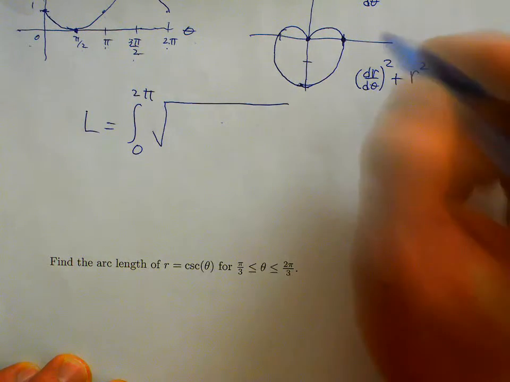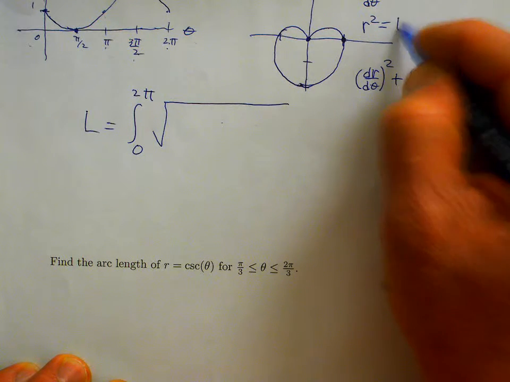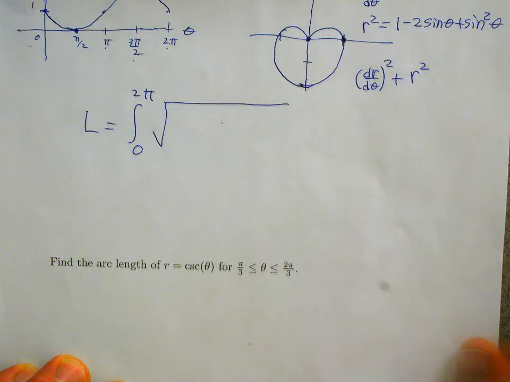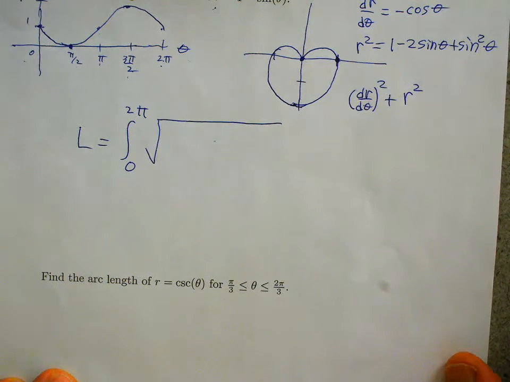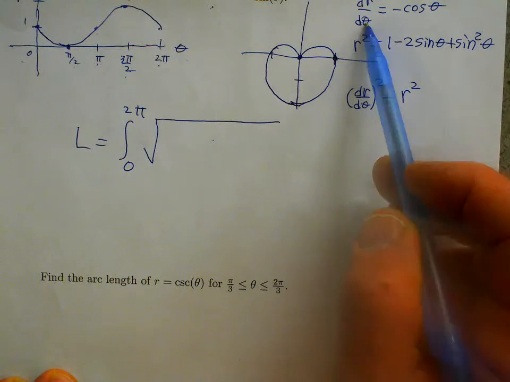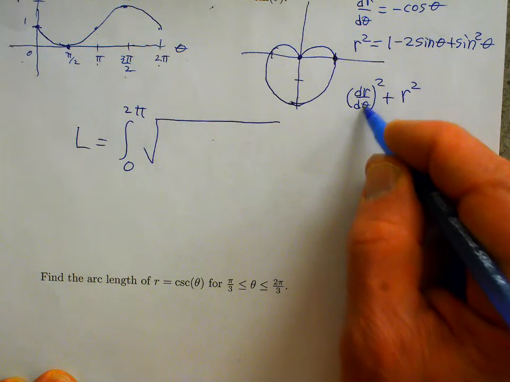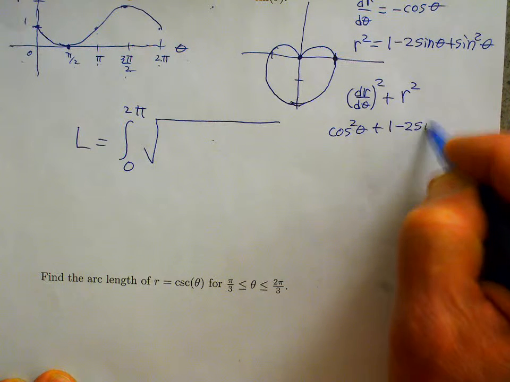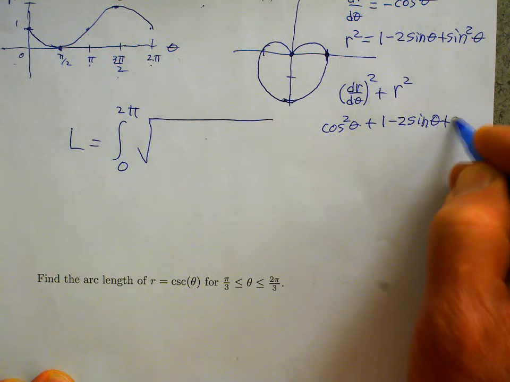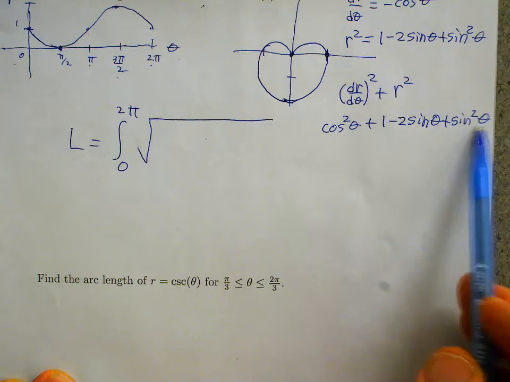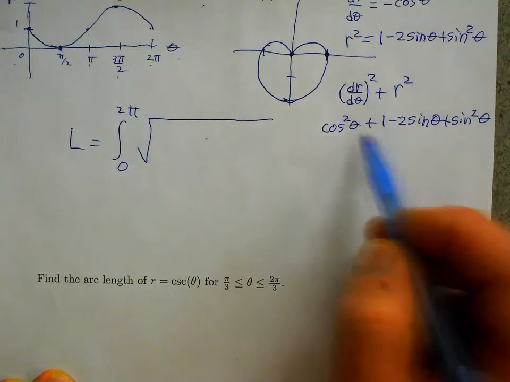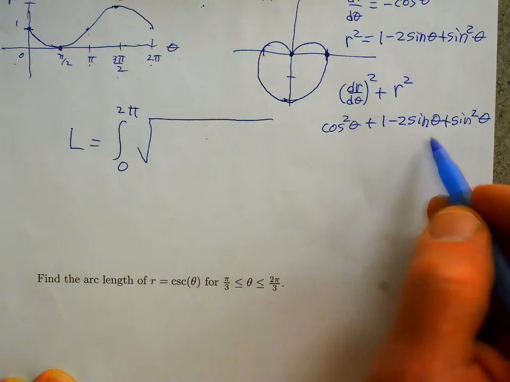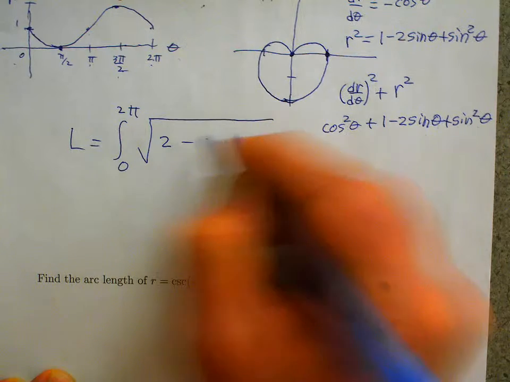We're also going to square r, so let's do that here. R squared is 1 minus 2 times sine of theta plus sine of theta squared. Okay, and when we square dr d theta, we get cosine of theta squared. So this will become cosine of theta squared and then plus 1 minus 2 times sine of theta plus sine of theta squared. Cosine of theta squared plus sine of theta squared is 1. So we're going to get 1 plus 1. I'll go ahead and put that in here. So 1 plus 1 minus 2 times sine of theta is 2 minus 2 sine of theta.